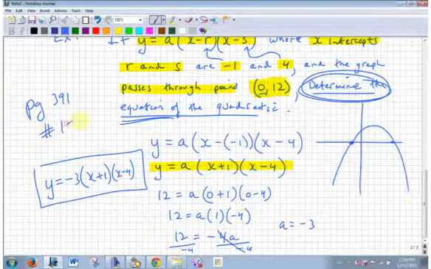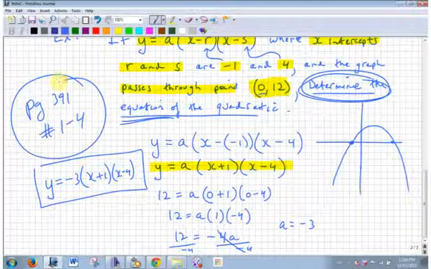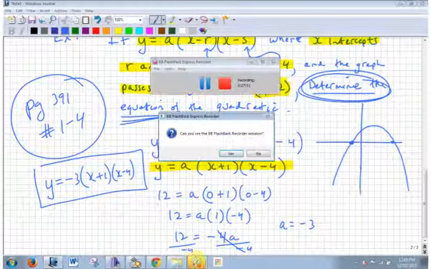391, 1 to 4. And worksheets. For those of you who ain't gotten done.